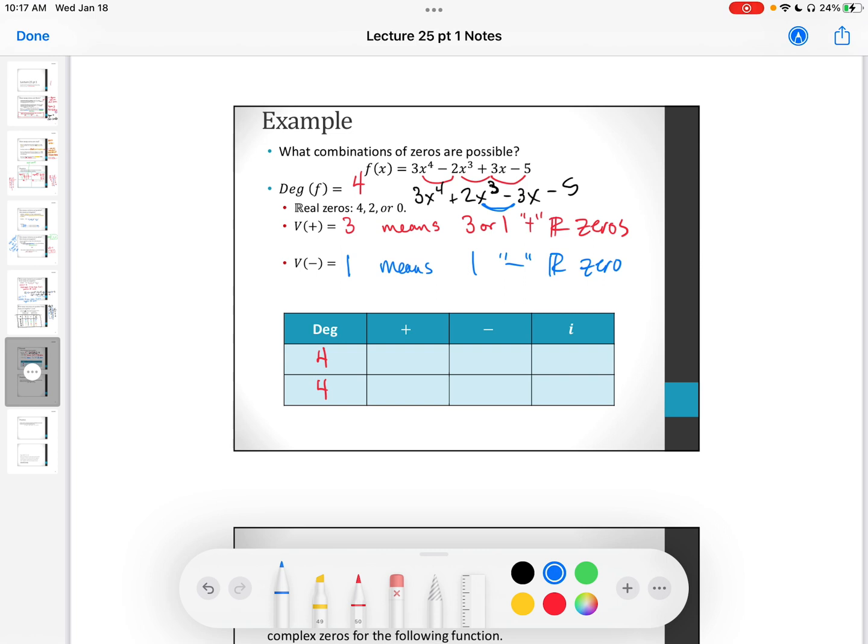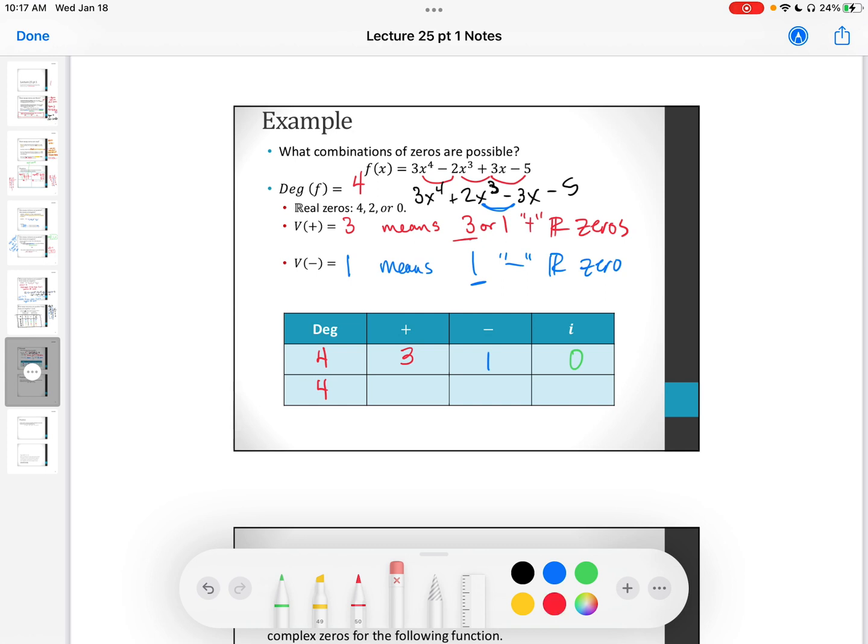Okay, so we're going to start filling in. I could have 3 positive real zeros. How many negatives could I have? 1 is the only option. So I could have 3 and 1. If I had 3 and 1, how many imaginaries would I have? Well, 3 plus 1 is 4, so I would need a plus 0 because 4 is the maximum. 3 plus 1 plus 0 gives me my 4.